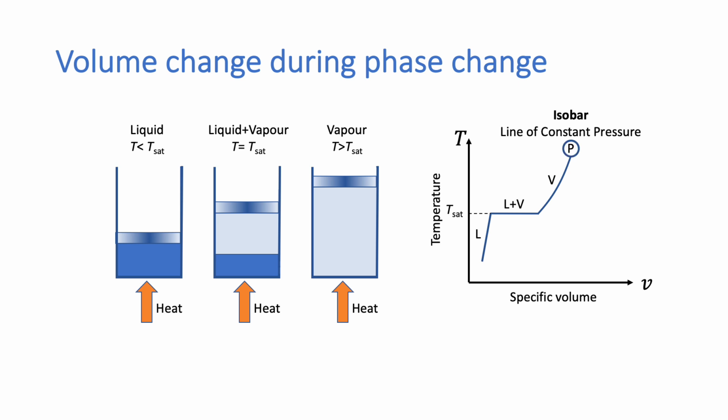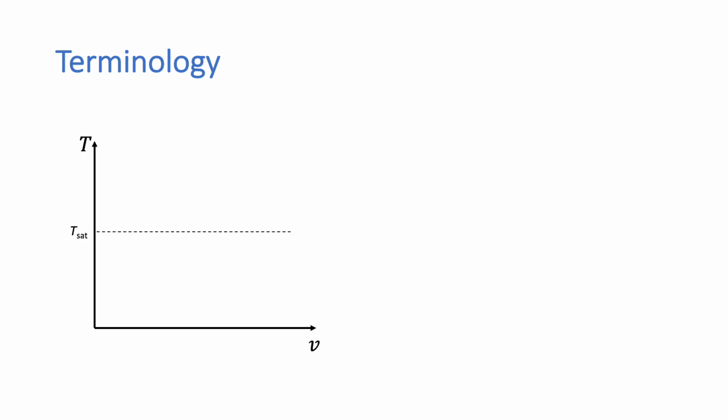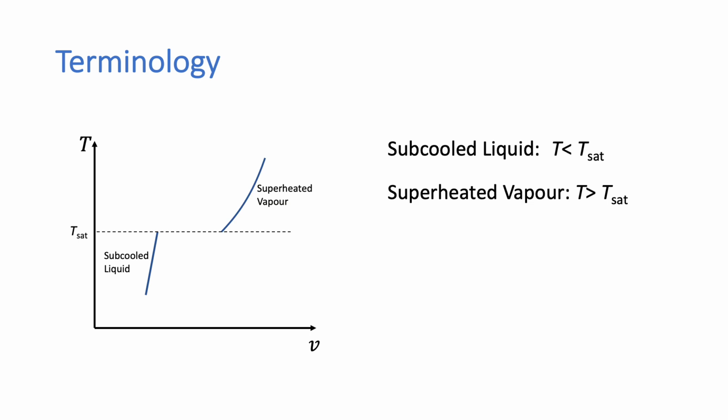This line is an isobar. It is a line of constant pressure on a TV diagram. Let us discuss the terminology that we use in talking about phase change. If we have liquid at a temperature below the saturation temperature, that is known as subcooled liquid. If we have vapor at a temperature above the saturation temperature, we call that superheated vapor.